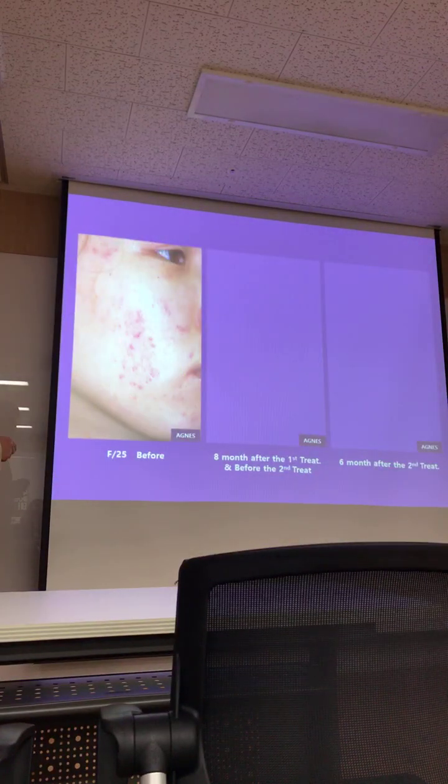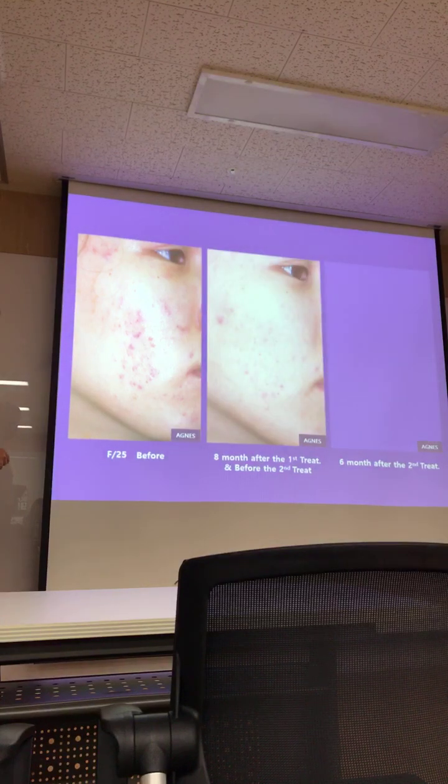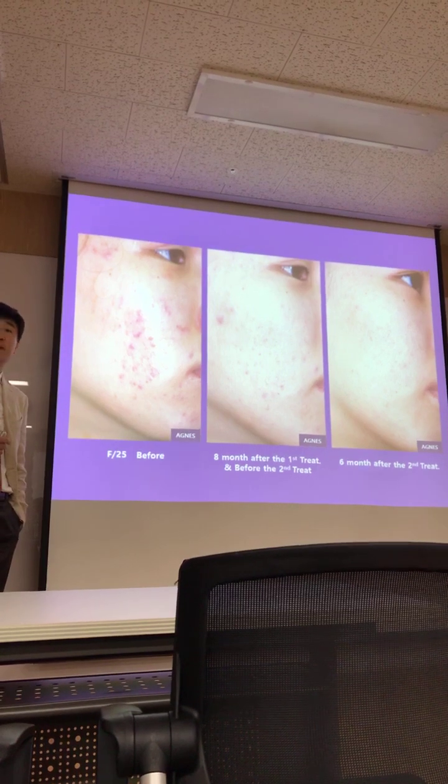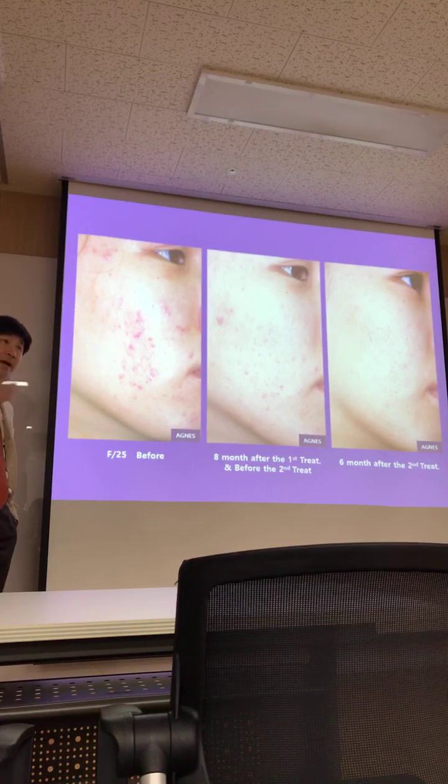And she has acne on the cheek. This is 8 months after. The treated area shows almost no inflammation, but she has new acne. So I treated a second session, and this is 6 months after the second treatment. As you can see, we don't need to treat the patient very frequently. The minimum interval is 1 month.